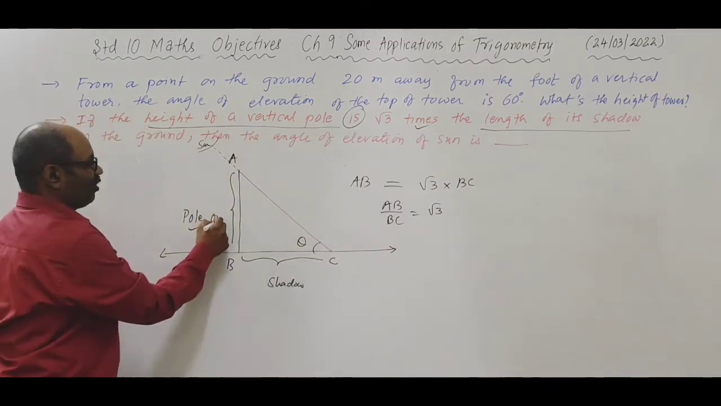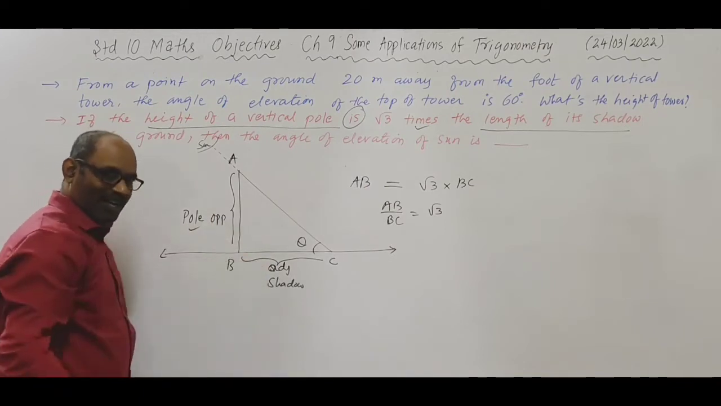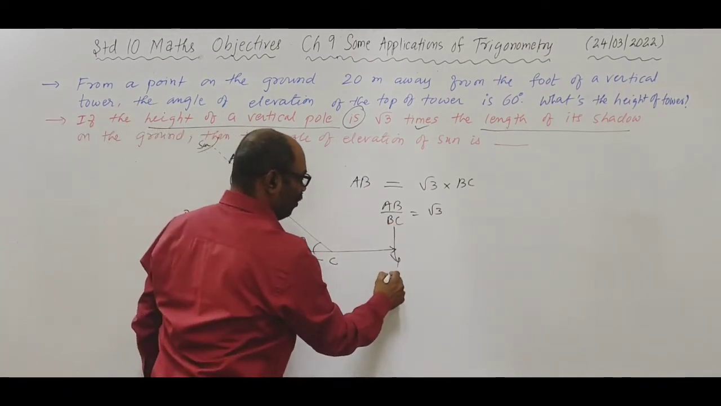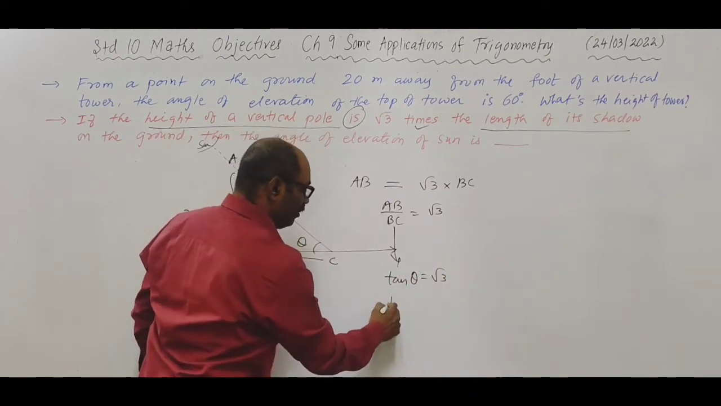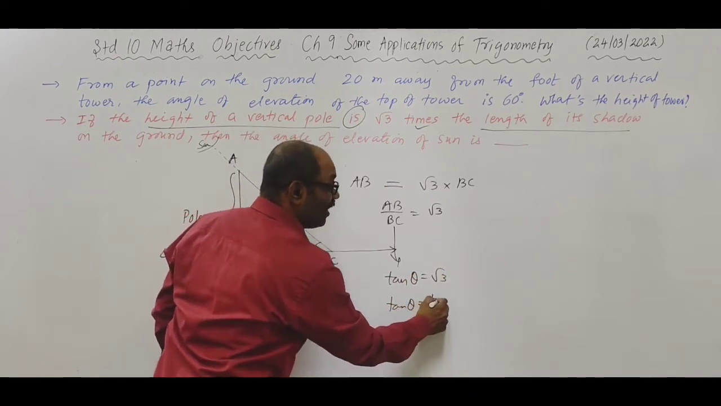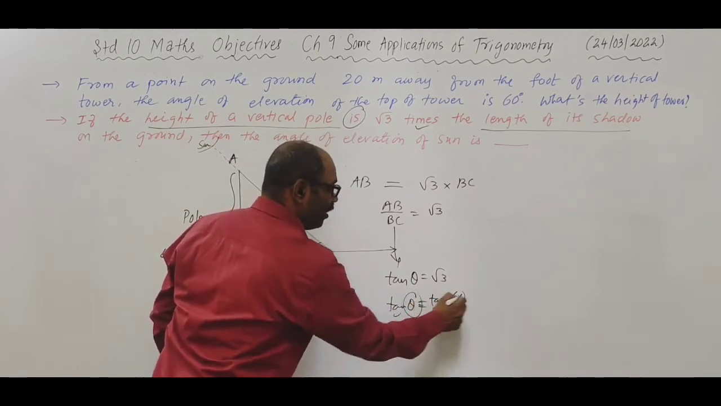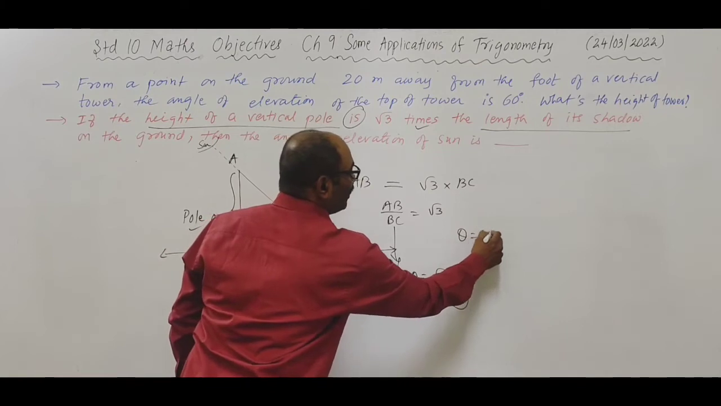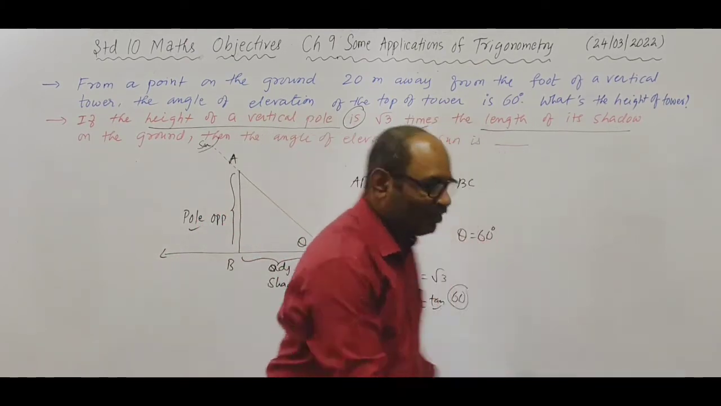Now AB is what? Opposite side. BC is what? Adjacent side. What is opposite upon adjacent? So this AB upon BC is tan of angle theta. That is root 3. Therefore tan theta is tan 60. Tan are equal, so angles also have to be equal. So theta is equal to 60 degrees this time. I hope you have understood.